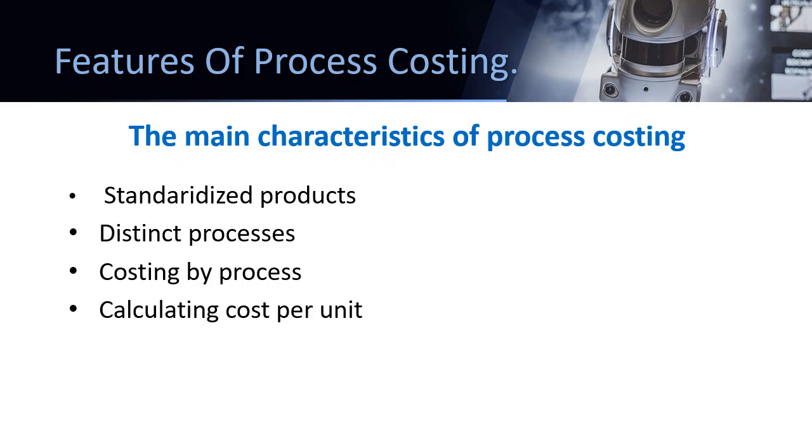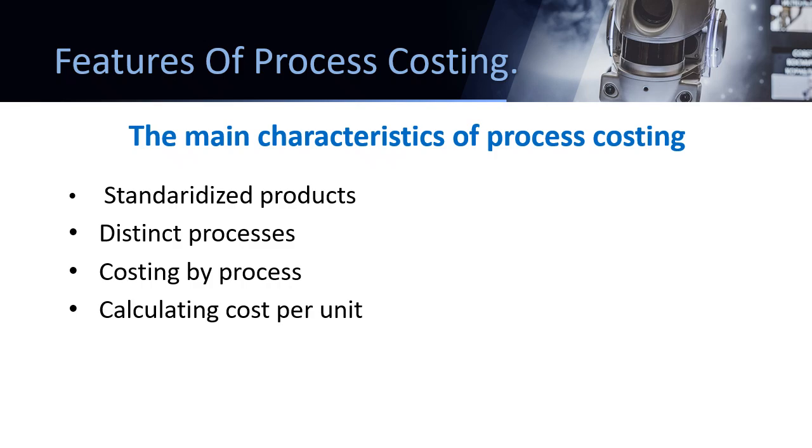First characteristic, standardized product. The products made using this method are standardized and homogeneous. That means they are all exactly the same, like sugar or oil. Second one, distinct process. Every single step or process in manufacturing is distinct and predetermined. We know exactly what each department needs to do and in what order.